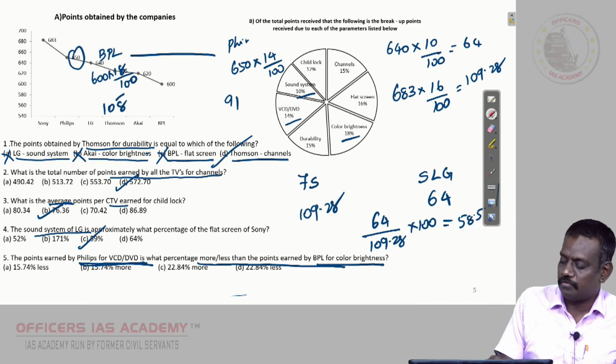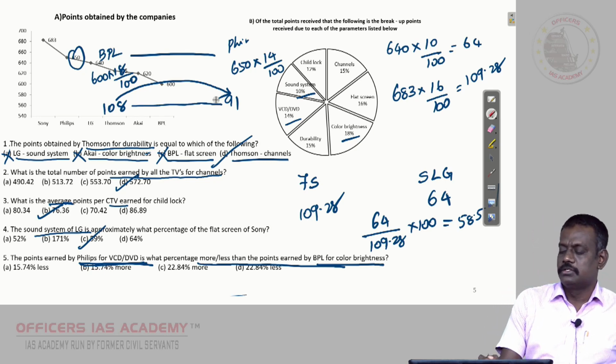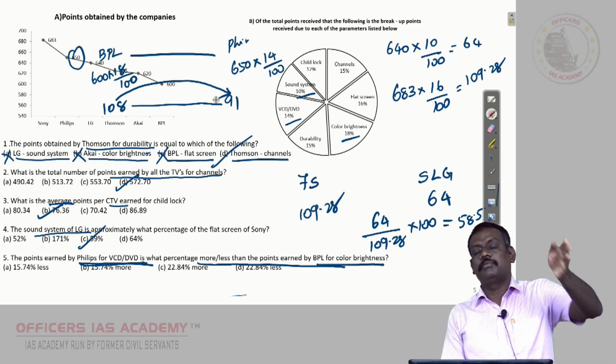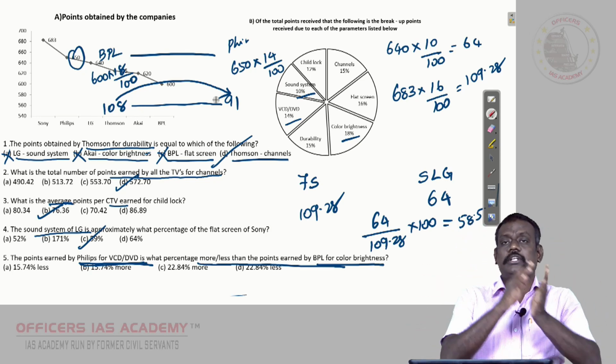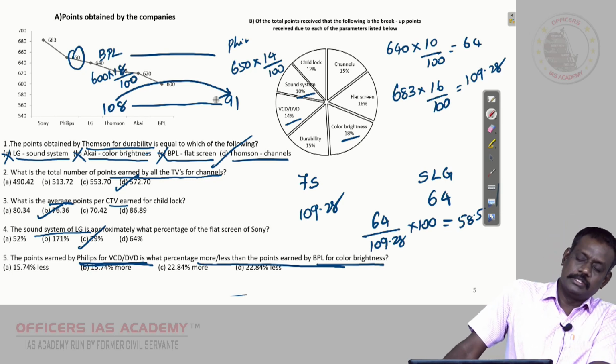So from BPL we have to come to Philips. This is the question asked. So just find the percentage increase. Okay, I mean for percentage decrease, sorry, from 108 it is coming to 91 only. So you have to find the percentage decrease.